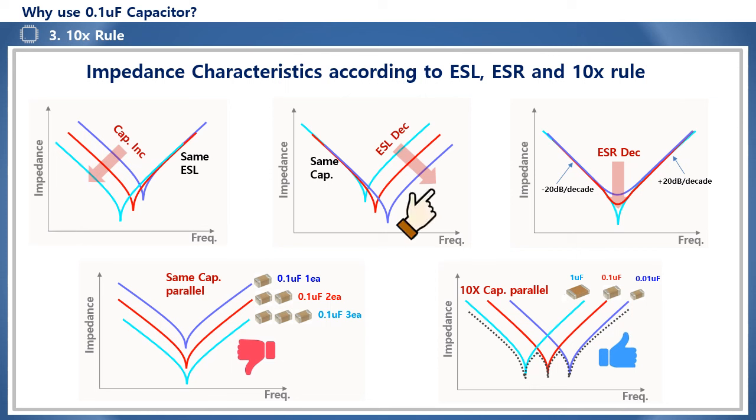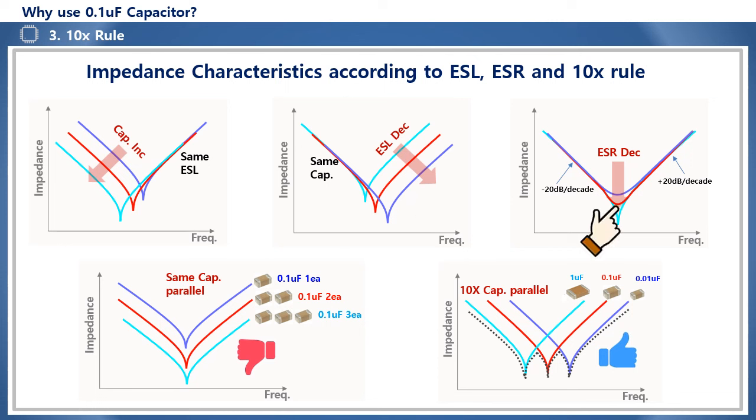Likewise, if you look at the characteristics of a capacitor with the same capacitance according to its ESL value, as the ESL decreases, the SRF moves to the high frequency range, and the impedance characteristics in the high frequency range decrease. Therefore, you can see that the ESL value must be reduced in order to reduce noise in the high frequency band. Of course, since the resonance point SRF rises as the capacitance value decreases, a smaller capacitance value is advantageous for noise countermeasures in the high frequency band.